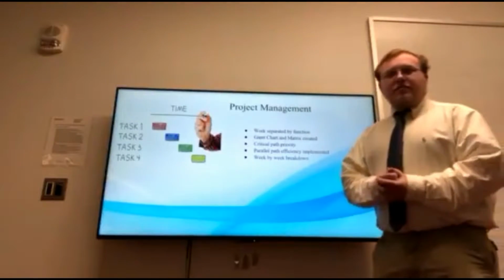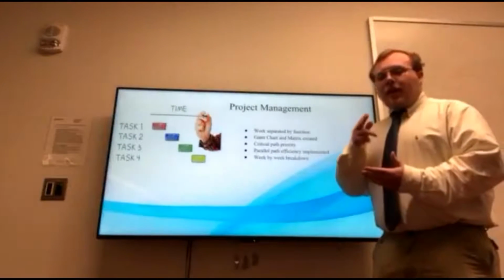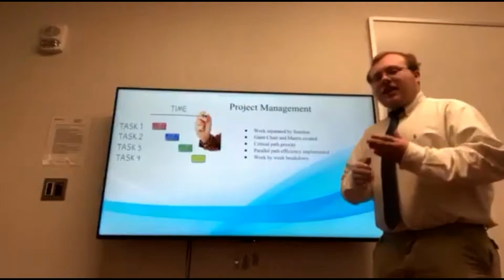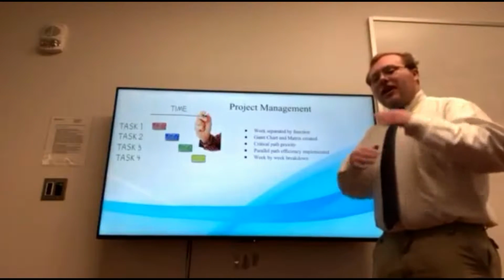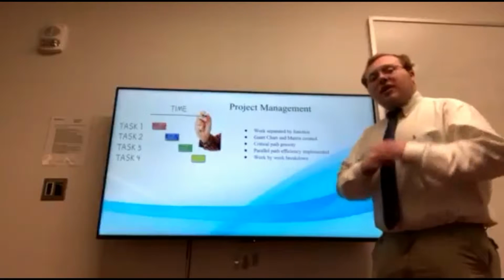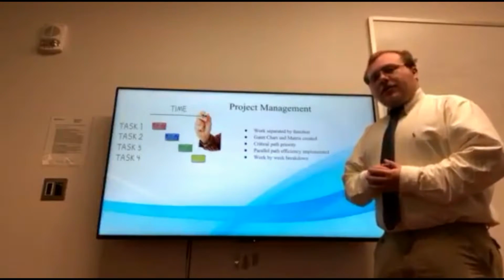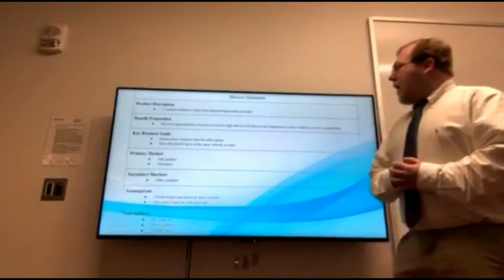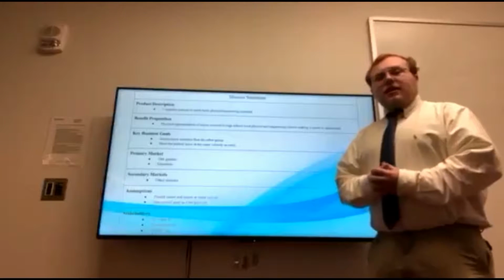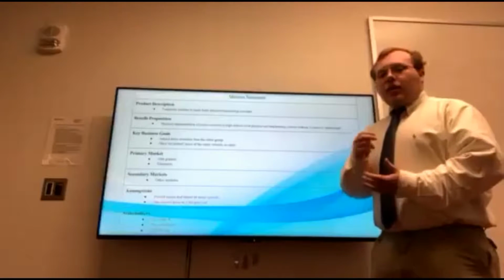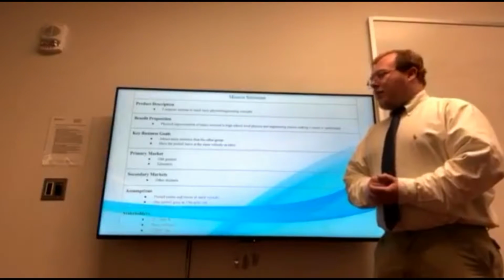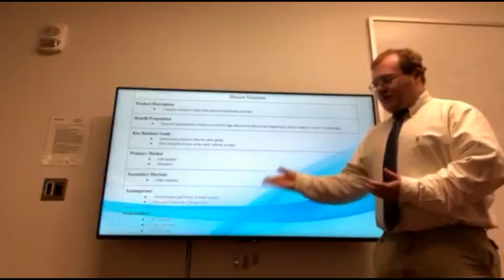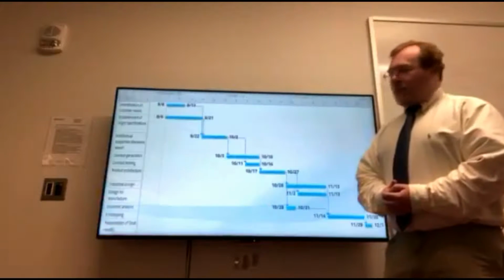So in terms of project management, we were able to do a week-by-week breakdown using a Gantt chart, and we were able to use a matrix to help figure out where we can create parallel tasks to help optimize our flow. This is the mission statement. This helps define what we wanted to do, what specifications we had, and how we were going to do it, with our assumptions and stakeholders involved.